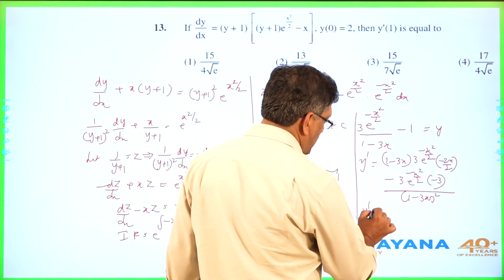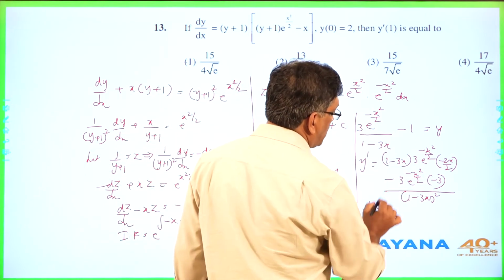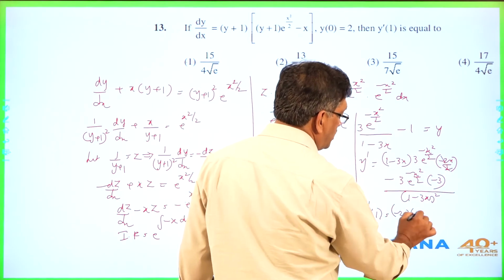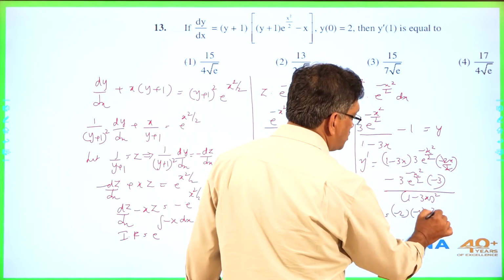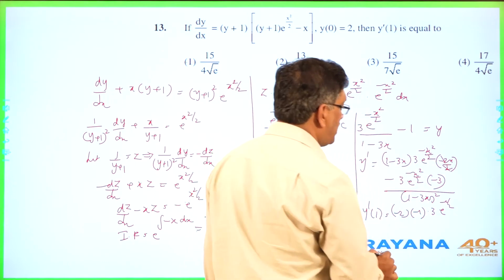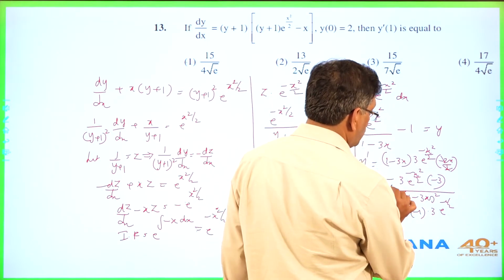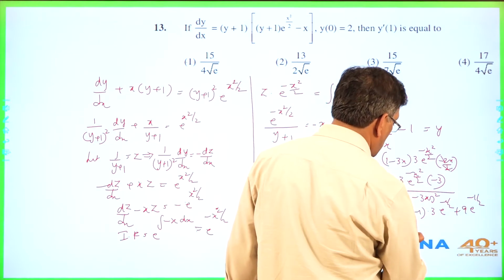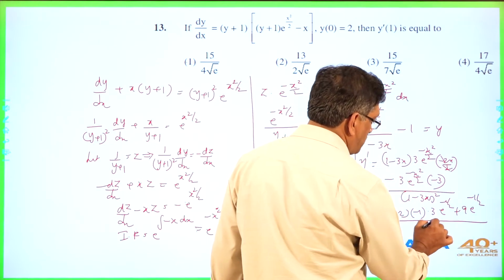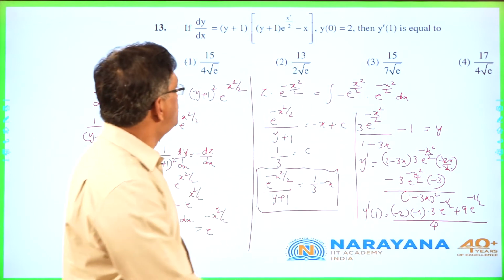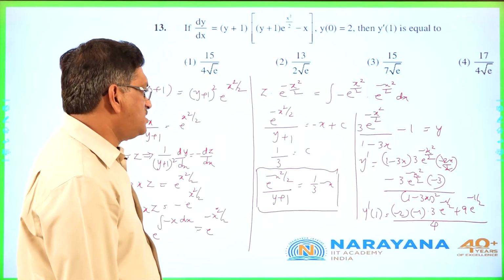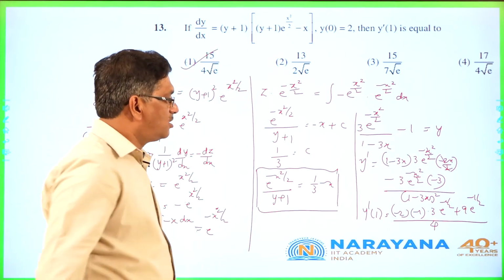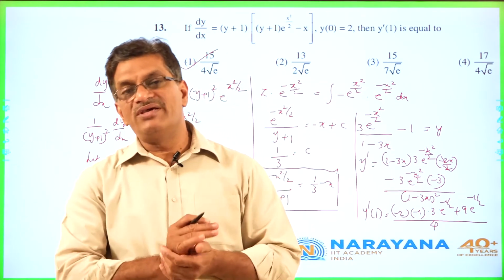So y dash of 1: 1 minus 3 is minus 2, into minus 2x by 2, the 2 cancels, it is minus 1, that is 3 e power minus 1 by 2, right? Be careful. Next, minus of minus, plus 9 e power minus 1 by 2, by 1 minus 3, that is minus 2 whole square, 4. Just simplify it, you will get 6 plus 9, 15 by 4. Yes, right? So the problem is lengthy, but nothing is there.